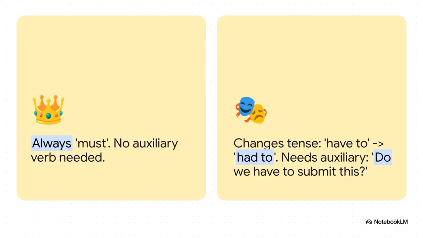And you can see that difference right here in action. Must is totally rigid. It's always just must. But have to is a shapeshifter. It changes for tense, for person. And here's the critical part. To ask a question, it calls for backup. Do we have to? I mean, you could say, must we, but you'd sound really formal, maybe a little old-fashioned. See, that's the rebel have to giving us more options.